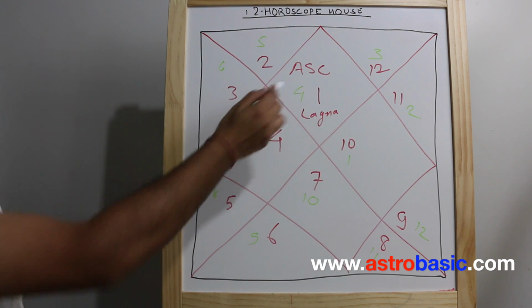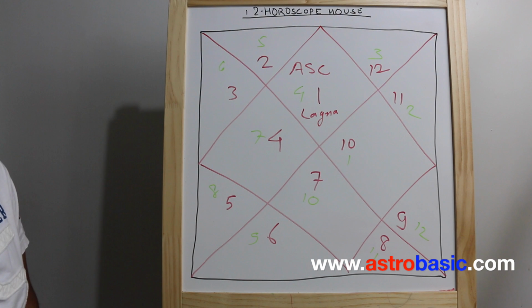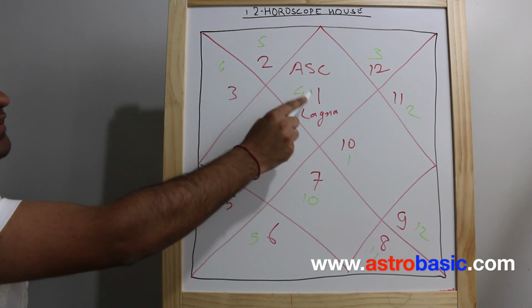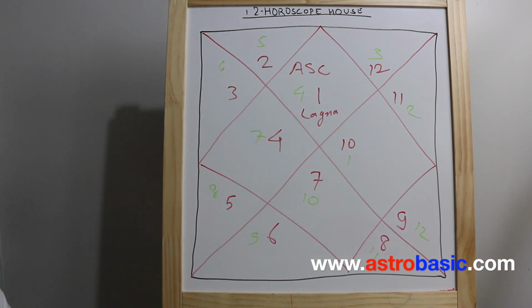So this one will always be the first house, the ascendant. The question is how we decide which zodiac sign will come here first. The answer is that when any child is born, it depends on the date of birth, the birth time and the birthplace.